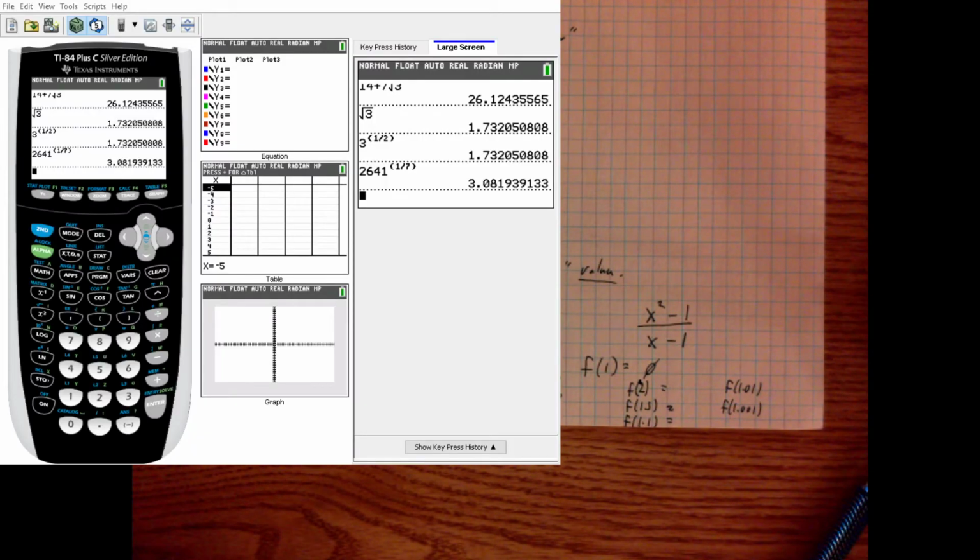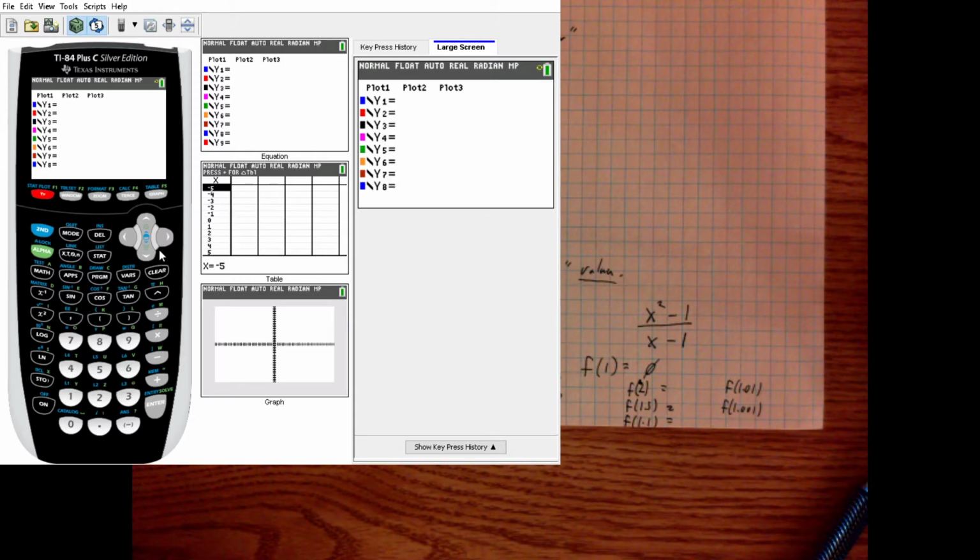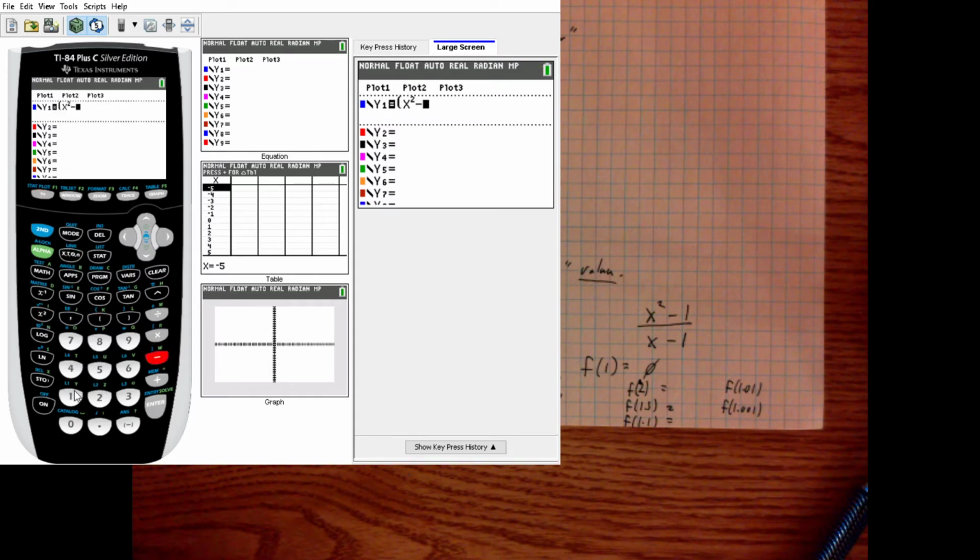Okay, so here's my calculator. Now I'm going to take my calculator and type in each of these little equations. First of all, let's verify that f of 1 doesn't work. So I type in, and I'm going to cheat a little bit. I'm going to use a little fancy thing that I can do. The top is x squared minus 1. The bottom is x minus 1.